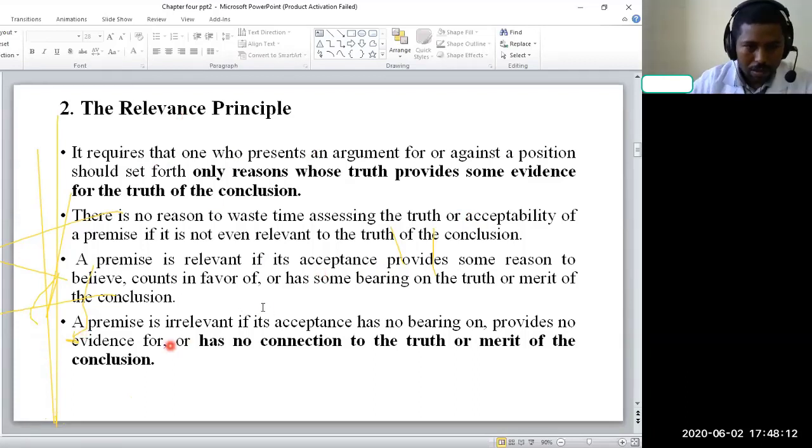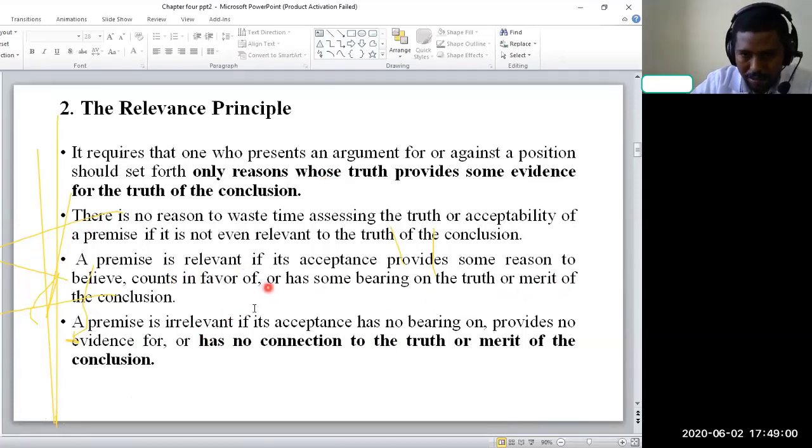So we must search for and provide evidences in a discussion, as an intellectual, which are related with the issue. If we stand here and go there without any coherence, without any aim, it will never add something, only wasting time. So the premise is relevant if it provides some reason for the belief, or counts in favor of, or has bearing on the truth or the merit of the conclusion.